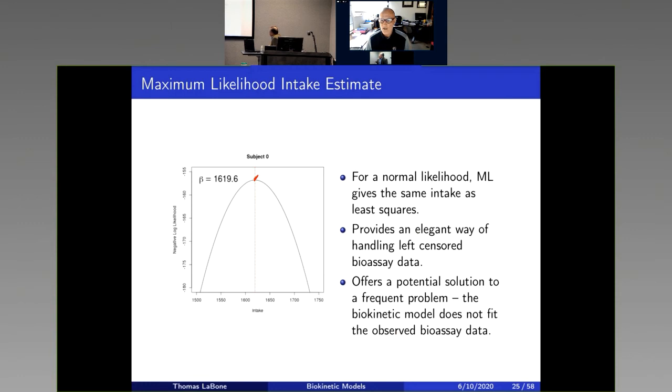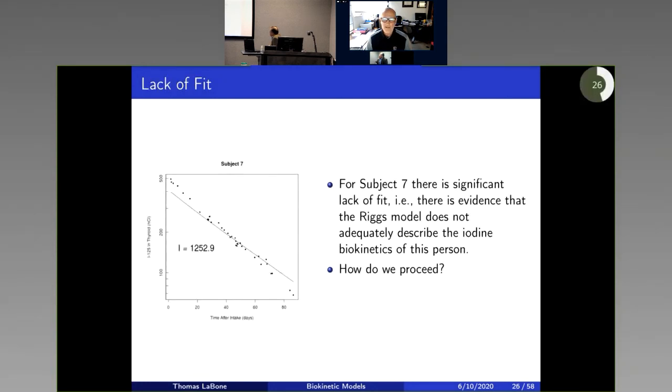that the biokinetic model does not fit the observed data. This is subject 7, and I'll tell you where subject 7 came from a little later. And so this doesn't fit. Okay, there's evidence that the Riggs model does not adequately describe the iodine biokinetics of this person. So I think anybody who's ever done internal dosimetry runs into this problem. So it's like, what do you do? And I think what you do depends upon what you are trying to do.